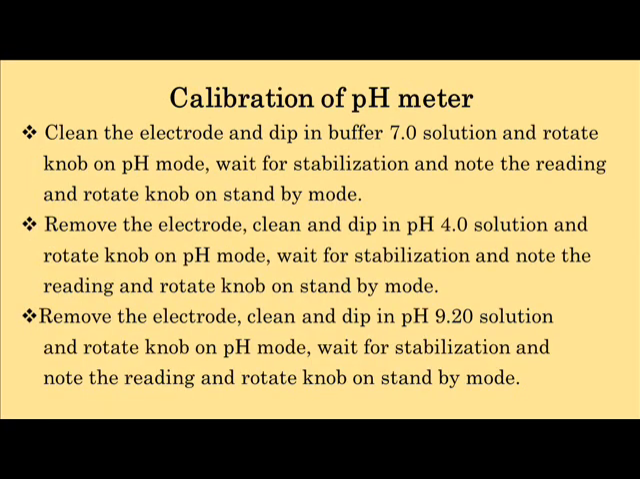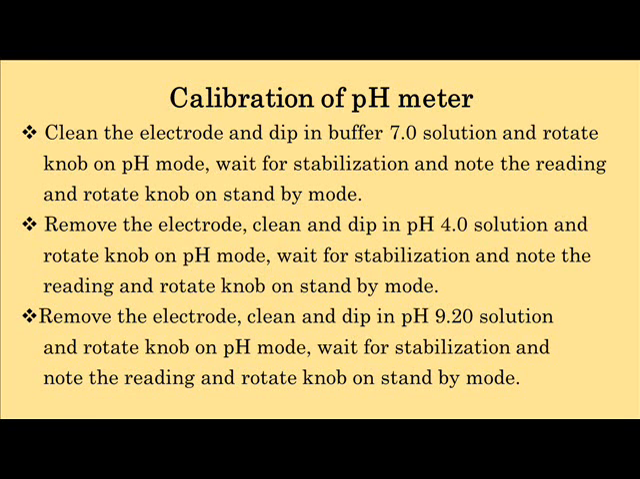To calibrate the pH meter with buffer 7.0 solution, clean the electrode, dip it in buffer 7.0 solution, rotate the knob to pH mode, wait for stabilization and note the reading. After that, rotate the knob from pH mode to standby mode. Remove the electrode and clean it. To calibrate with buffer 4.0 solution, dip the electrode in buffer 4.0 solution, rotate the knob to pH mode, wait for stabilization, note the reading and rotate the knob to standby mode.